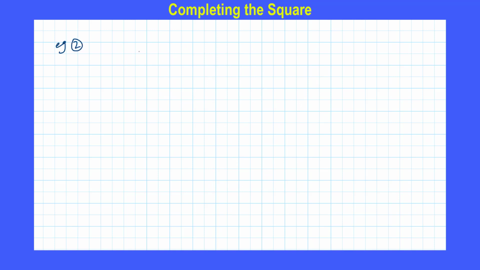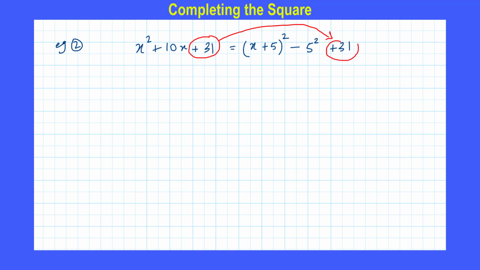Let's look at another example. x squared plus 10x plus 31. So again, exactly the same as before. We halve the number of x's, which is 5. So x plus 5 squared, and then we always take away that number squared. And we're going to add on 31 because that remains unchanged. That's the thing to remember. That doesn't change until the very end.